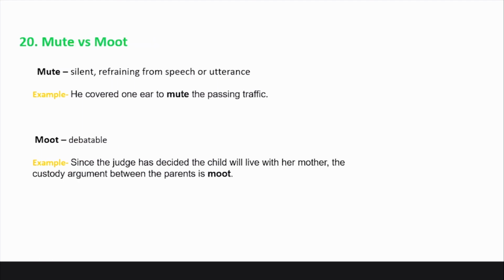Let's look at the last pair, mute and moot. Mute, meaning silent or refraining from speech or utterance. Let's look at the example. He covered one ear to mute the passing traffic. Moot, meaning debatable. Let's look at the example. Since the judge has decided the child will live with her mother, the custody argument between the parents is moot.